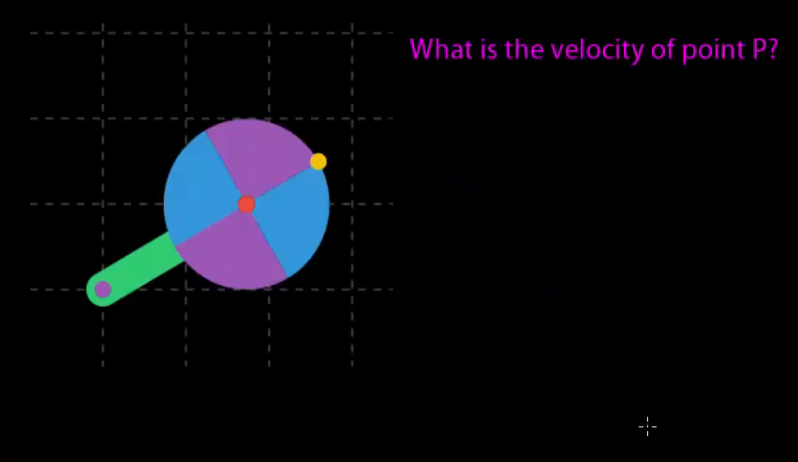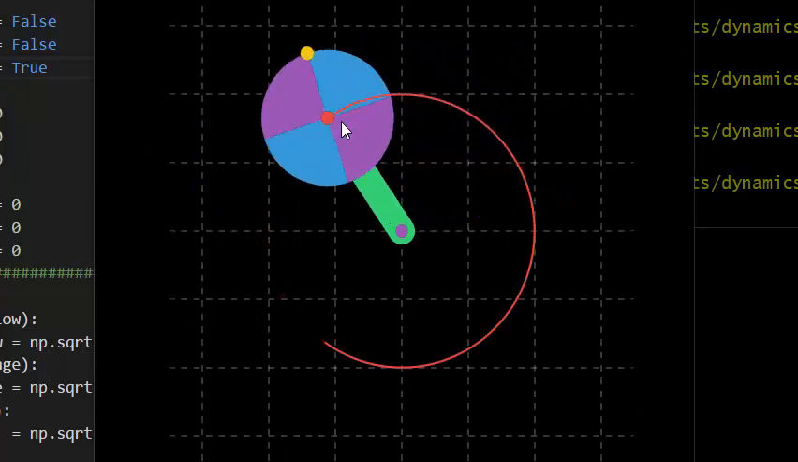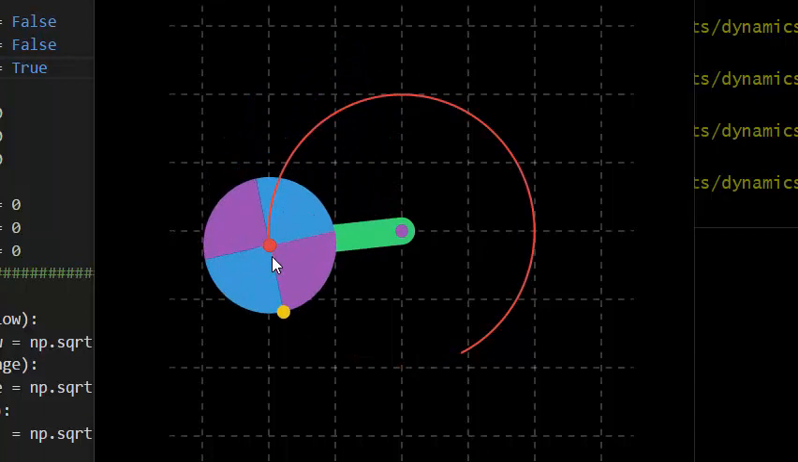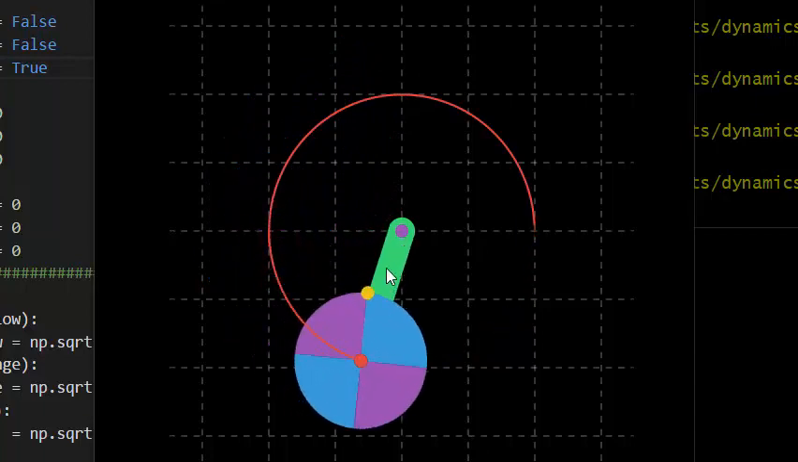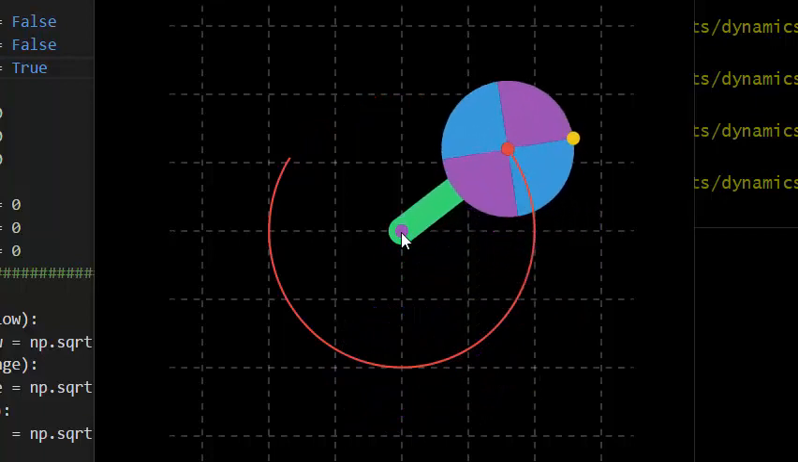Now the next question I have for you is, what is the velocity of point P? Point P is this point right at the center of the disk, right? What's the velocity? I'm not asking for angular velocity, but the actual velocity of that point. Now this point P doesn't just belong to the disk, it also belongs to the rod. And since it belongs to the rod, it has to always remain a constant distance from this central pivot point of the rod, right?